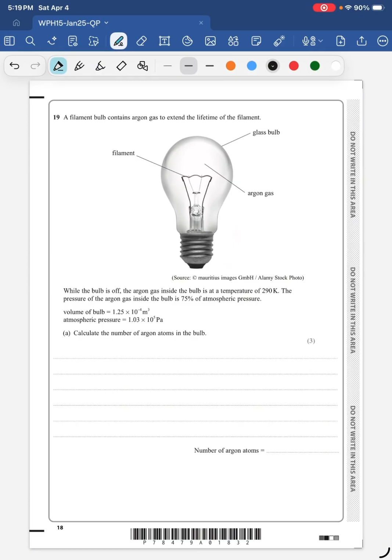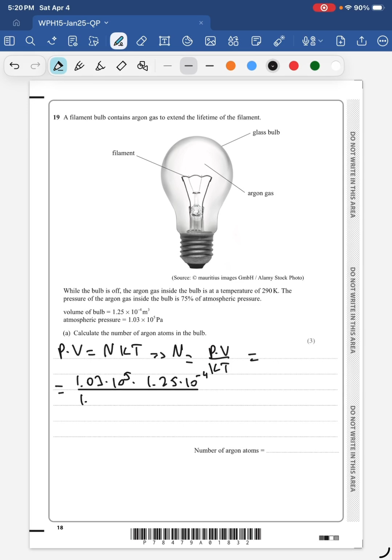Okay, so we can use PV equals nkT for ideal gases. So N is P times V over kT. So this is equal to 1.03 times 10 to the 5 times 1.25 times 10 to the negative 4 over 1.38 times 10 to the negative 23, and then 290 Kelvins. And if we carry the calculation, we will find 2.41 times 10 to the 21 atoms. Okay.